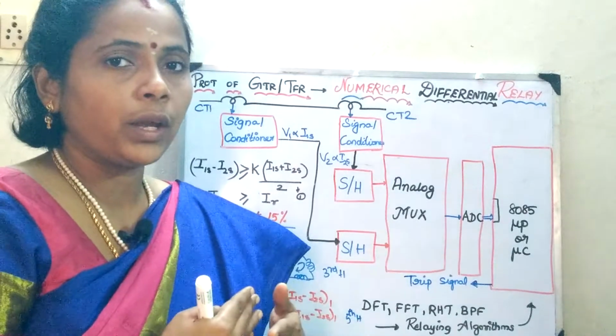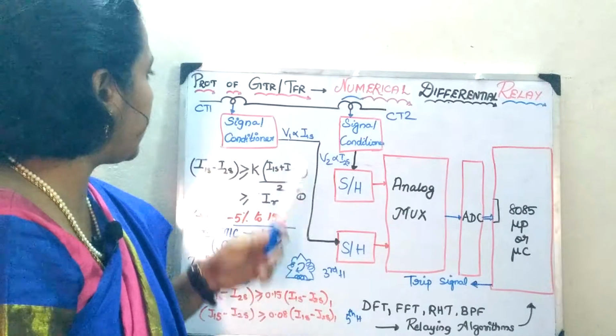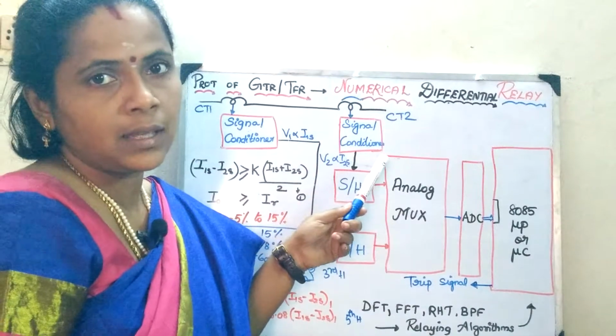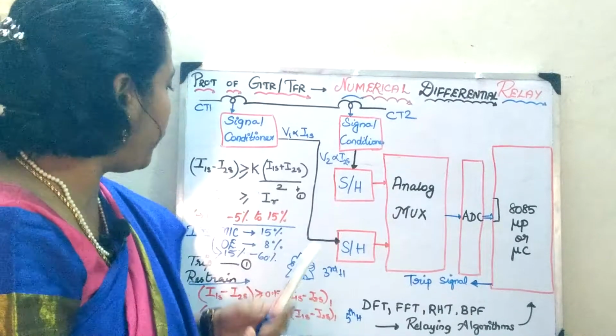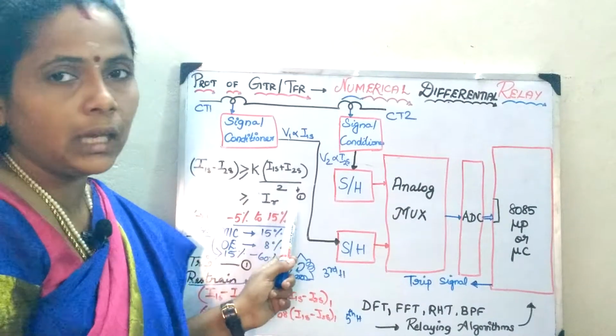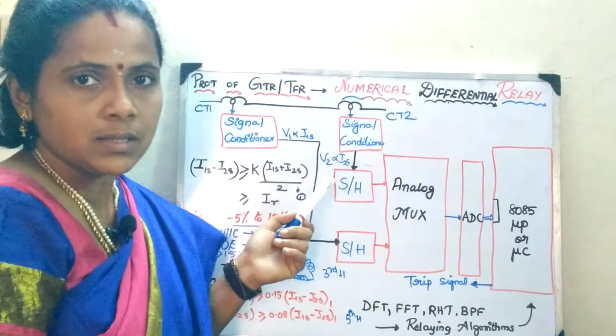The underlying principle is that it compares the current from both the ends, and it allows the trip signal if the operating torque is greater than the restraining torque. Now let us move on to the circuitry.